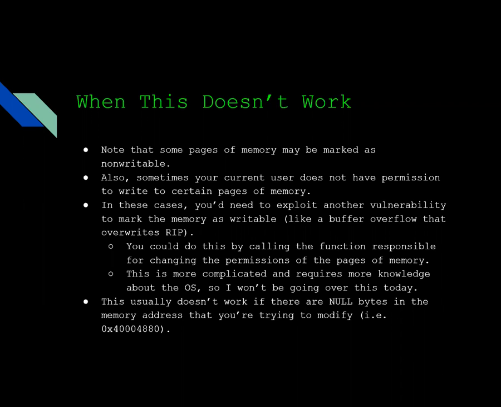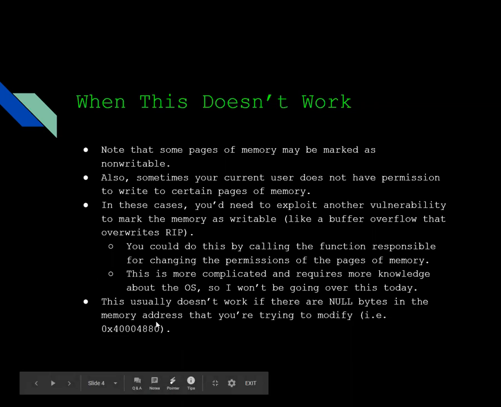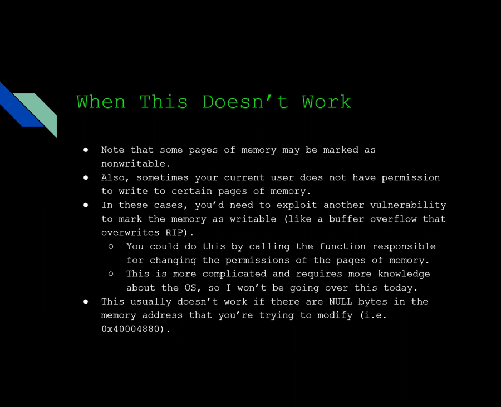This also doesn't work if there are null bytes in the memory address that you're trying to modify. So let's say we were trying to modify this memory address right here. The problem with this memory address is that there is a null byte that's located right here in the middle of the address, and that's going to cut off everything that comes right after it. So just be aware of that. If you have a null byte in the memory address that you're modifying, then this will also not work because printf will see that null byte and it will just pretend that everything that comes right after that doesn't exist.